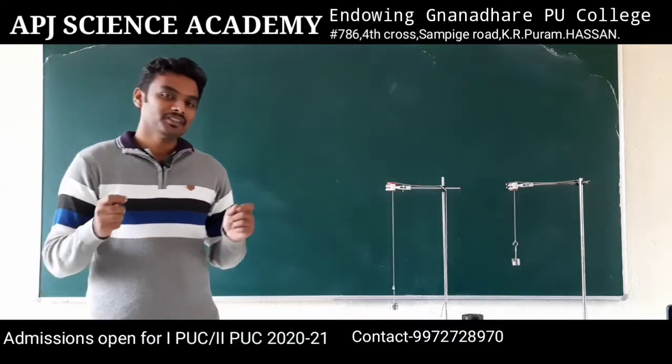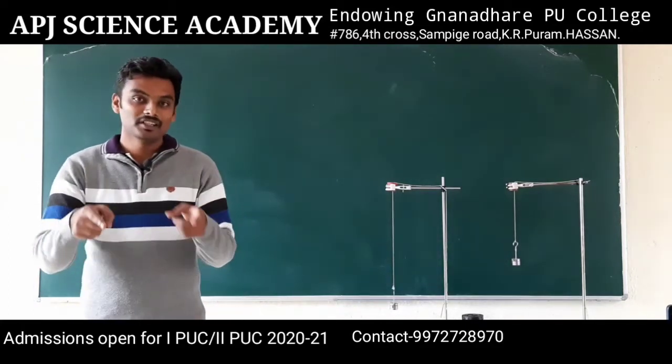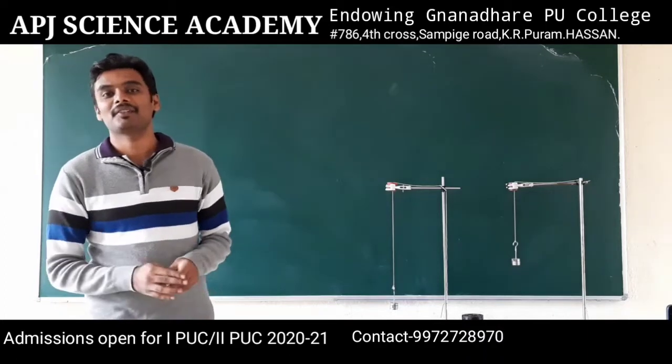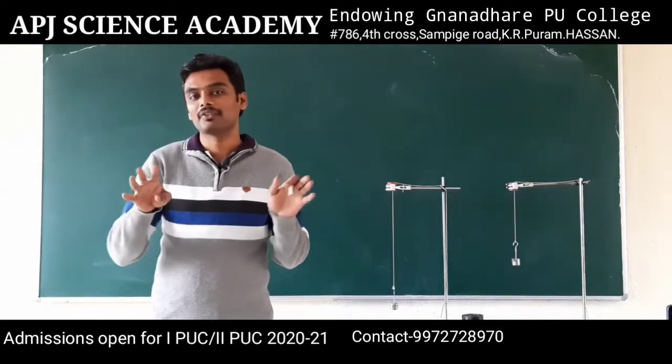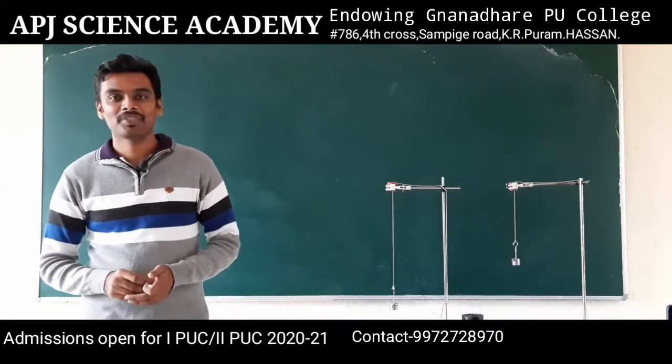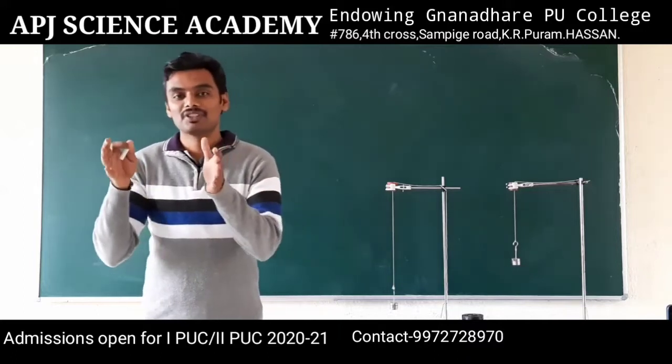Normally when you jump from 10th to 1st PU, particularly to the science stream, you are going to have physics, chemistry, maths and bio or computer science as 4 different subjects, right? So what should be the difference in approaching the subject?